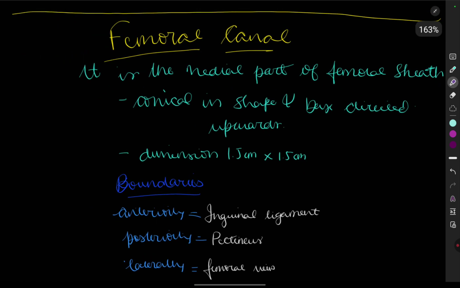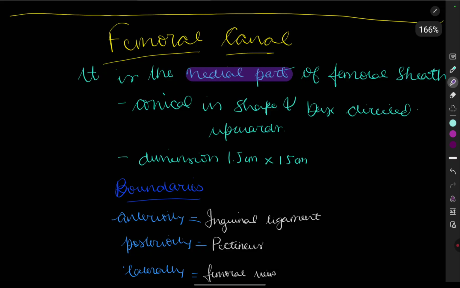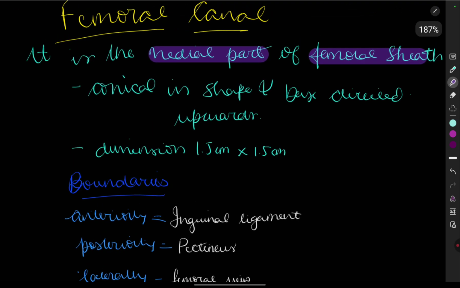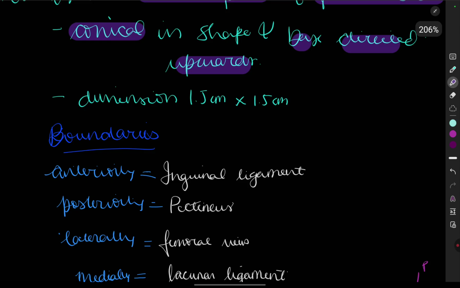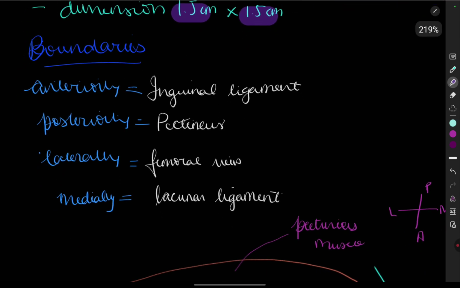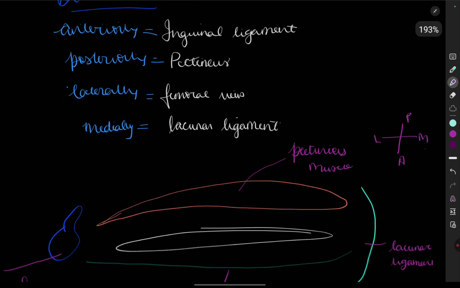Okay, what is the femoral canal? It is the medial part of the femoral sheath. We have seen the femoral sheath. The medial part of the sheath itself is called the femoral canal. It is conical in shape and its base is directed upward, as we saw that the base of the femoral triangle was also directed upward. Its dimensions are 1.5 centimeter by 1.5 centimeter. If you can remember it, it's good. If not, then no worries.